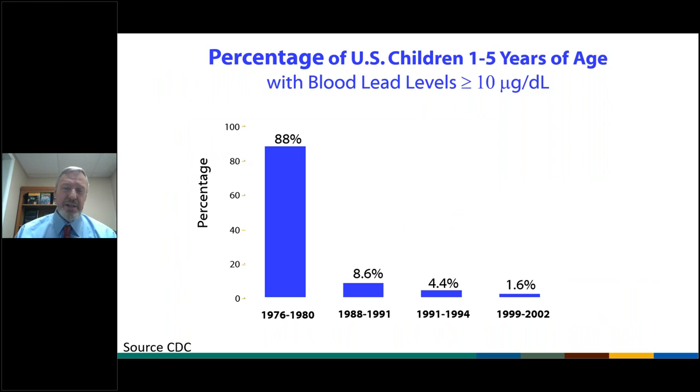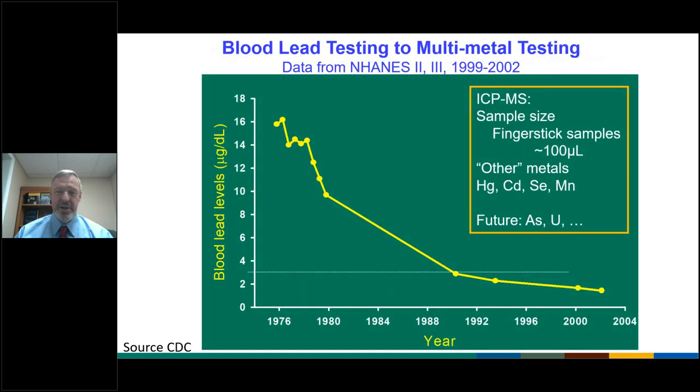But the result of all these changes, you can see in the late 70s, 88% of children in the United States had blood lead levels above 10. By the time you get to the 2000s, it's 1.6%. Now it's lower than that. So huge, huge public health success based on biomonitoring data that led to public health policy. And you can see, again, the drop in blood lead levels.